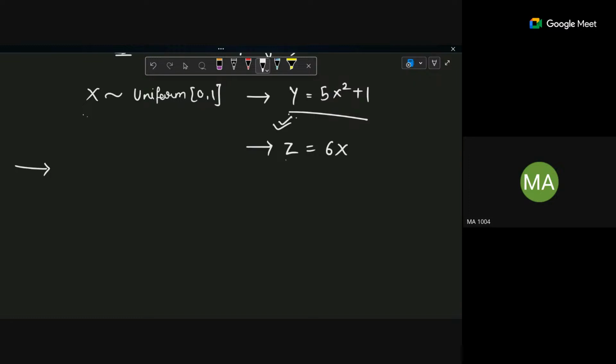Because today we are going to learn some advanced things. So let's say there are two random variables y and z, which are functions of x. Whenever this kind of function is there, let's say z is equal to 6x.